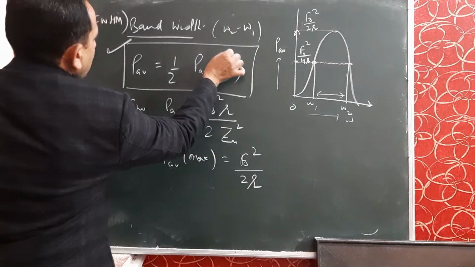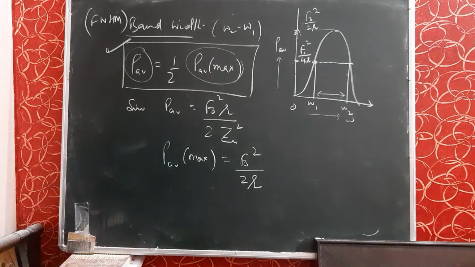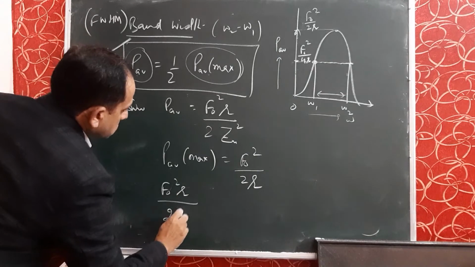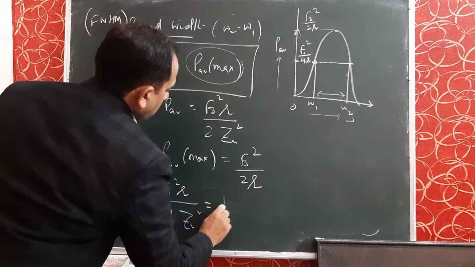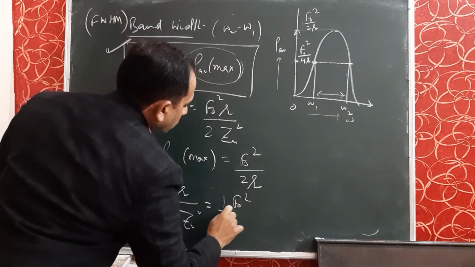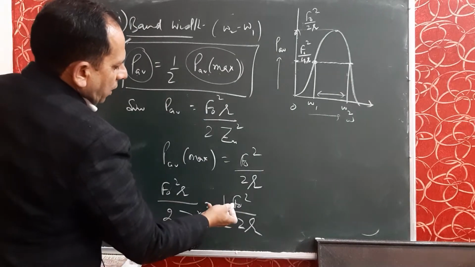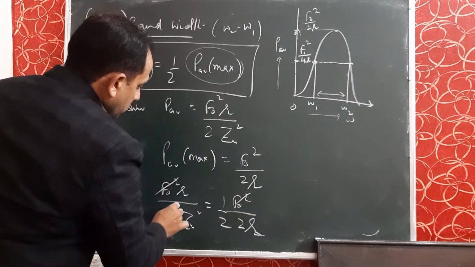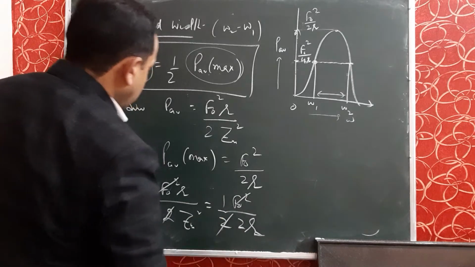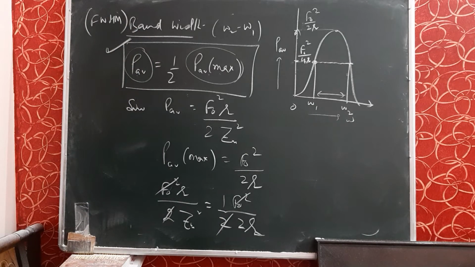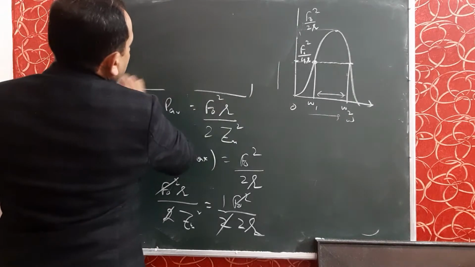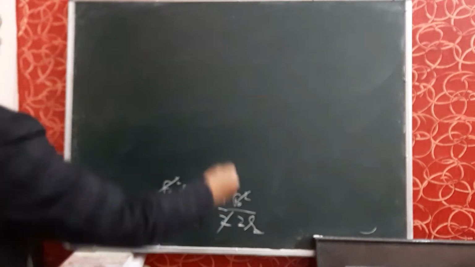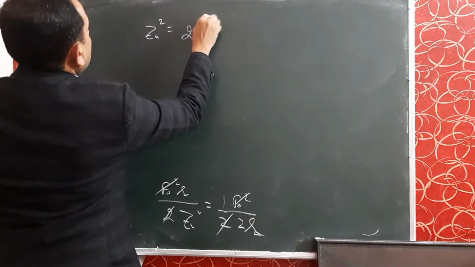So we put these two values in this condition, and finally we get f naught square r over 2 zm square is equal to 1 by 2 into P average maximum, that is f naught square upon 2r, or simply f naught square by 4r. So f naught square is cancelled with f naught square, 2 with 2, and the remaining equation is zm square is equal to 2r square.